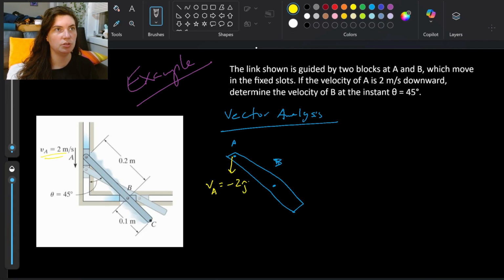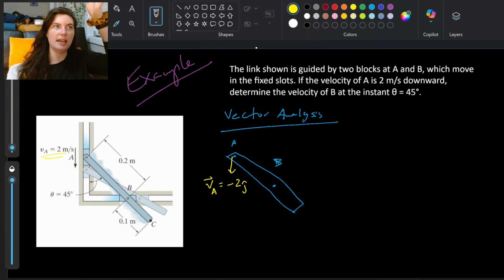Negative 2j hat. That's our velocity vector there at A. Then I'm going to come over and look at my point B. So B, we don't actually know. We're trying to find B. So we're going to have to make an assumption on how this thing is moving.